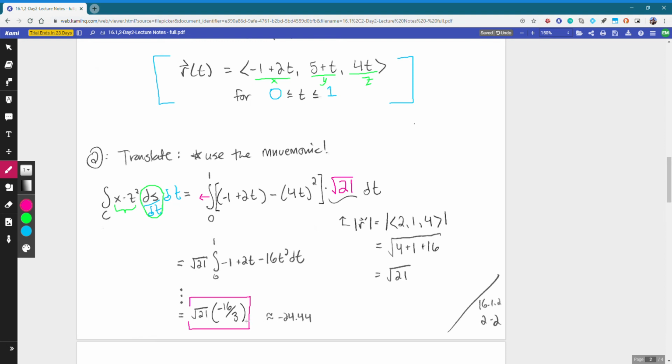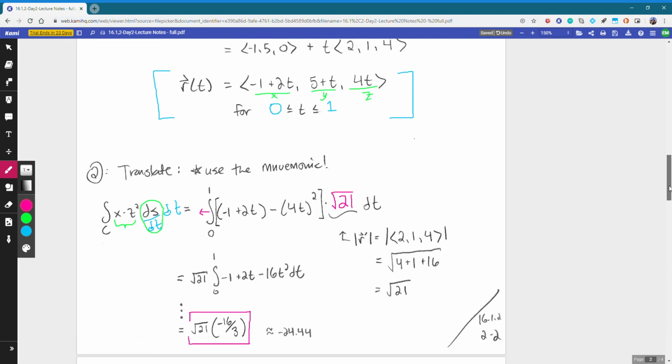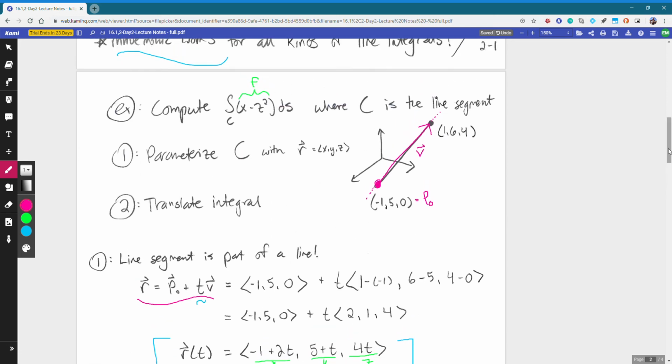And so here, again, the geometric interpretation is that this number, about negative 24-ish, is the net area of the ribbon that is formed on our curve here using our information from our function. And so the fact that we got a negative is just telling us that somehow primarily our information is negative along this line segment.